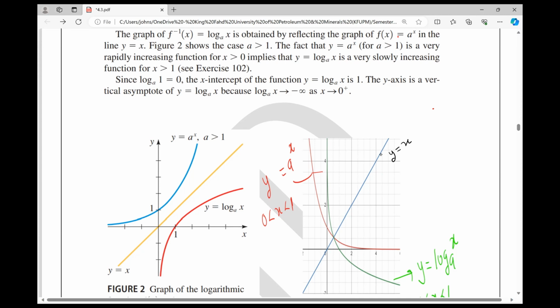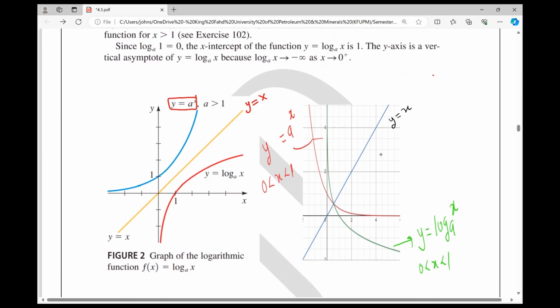If you look at this case, this is an increasing function. The blue one is the graph of a^x when a is greater than 1. If I want to find the reflection across the line y equals x, so this is the line y equals x, you reflect the blue graph across the line y equals x, and then you're going to have this one. As you can see, this point is the point (0, 1), but here it became the point (1, 0).